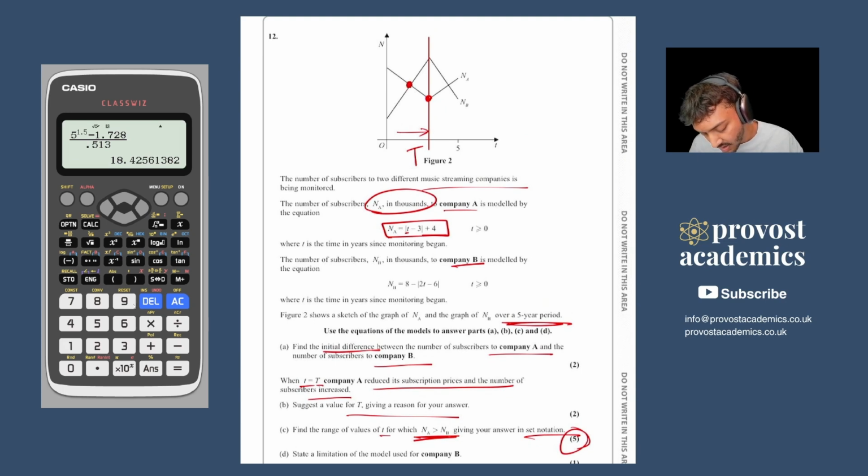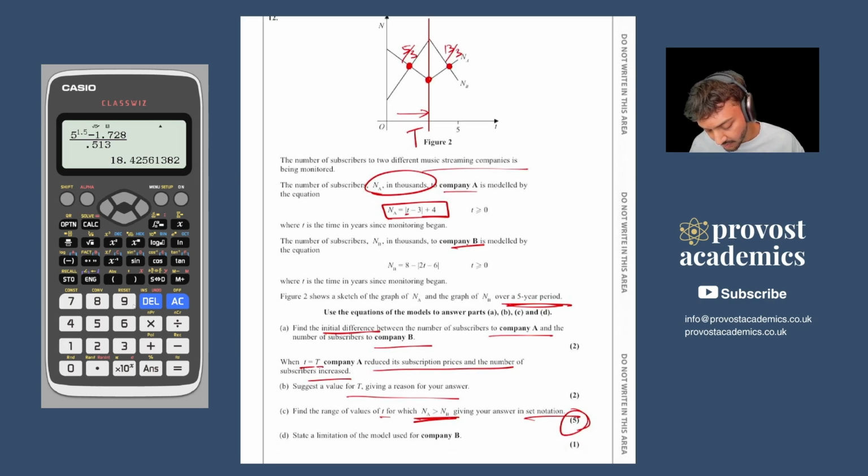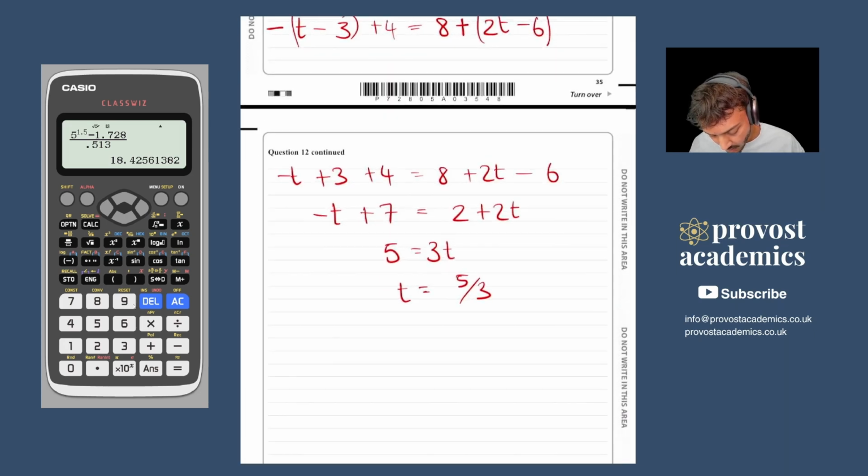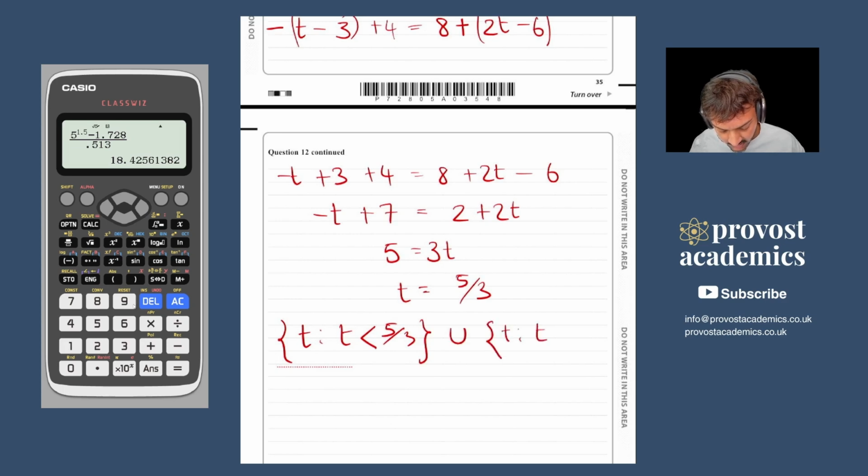So the two values that we found, those are the two intersections. This is 5 over 3 and this is 13 over 3. So effectively we're looking for answers where, in set notation, t such that t is less than 5 over 3 and t such that t is greater than 13 over 3. Cool. Part D.